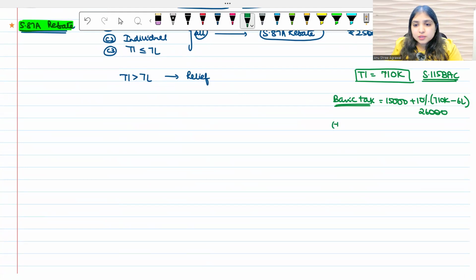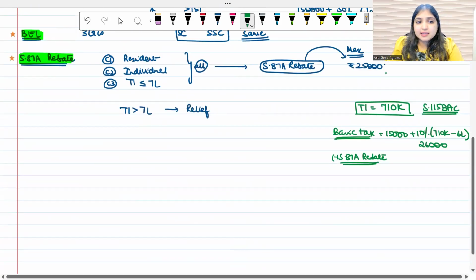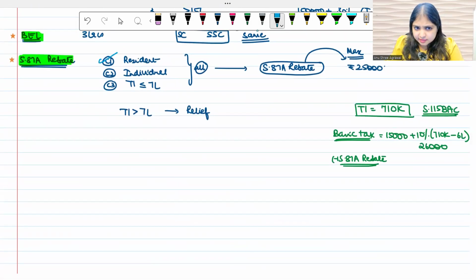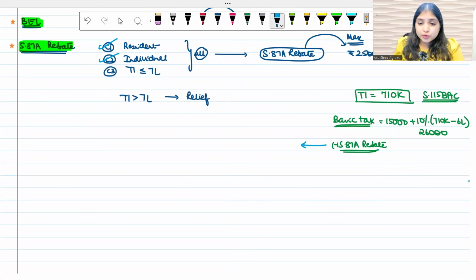Then from this, you will think about 87A rebate. But will you straight away get 87A rebate? No, because total income is more than 7 lakh. So first I've calculated the basic tax. On the basis of the normal slab rates, we've calculated the basic tax. And now we're thinking about 87A rebate. Now see, 87A rebate says assessee should be a resident. Let's say assessee is a resident. Let's say assessee is an individual, but total income is more than 7 lakhs. So straight away you can't give rebate, but you do have a sort of a relief with respect to 87A rebate. Now how will you calculate that?